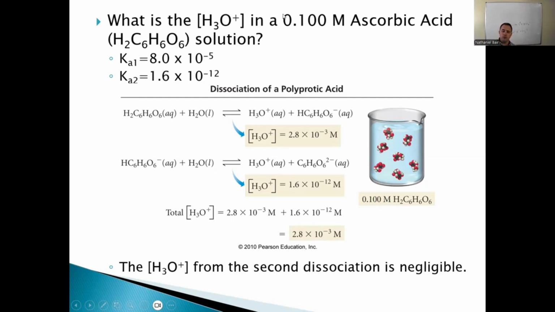So if you had a 0.1 molar vitamin C solution, the amount of H plus from the first dissociation is 0.0028 moles per liter. And then the second step, the conjugate base from the first reaction giving off its other hydrogen, only gives you 1.6 times 10 to the negative 12 moles per liter more hydrogen. It's negligible, right? I mean, 0.0028 plus 0.000000000016, that second H plus doesn't matter. Unless you have like 50 sig figs, it's not going to affect anything.